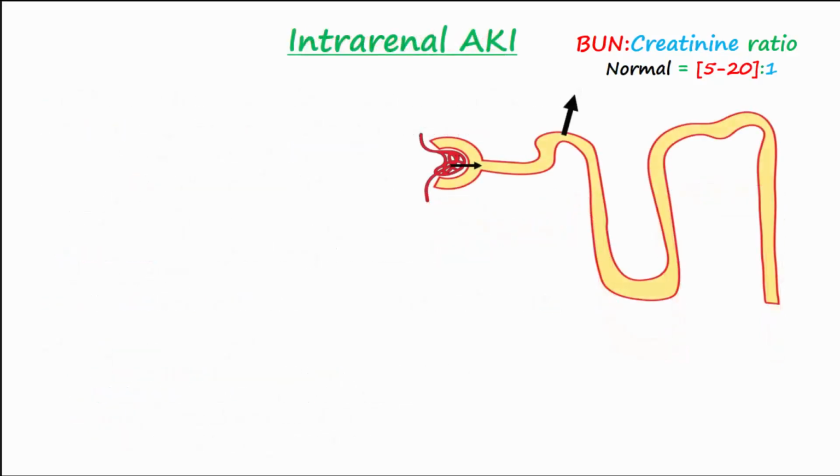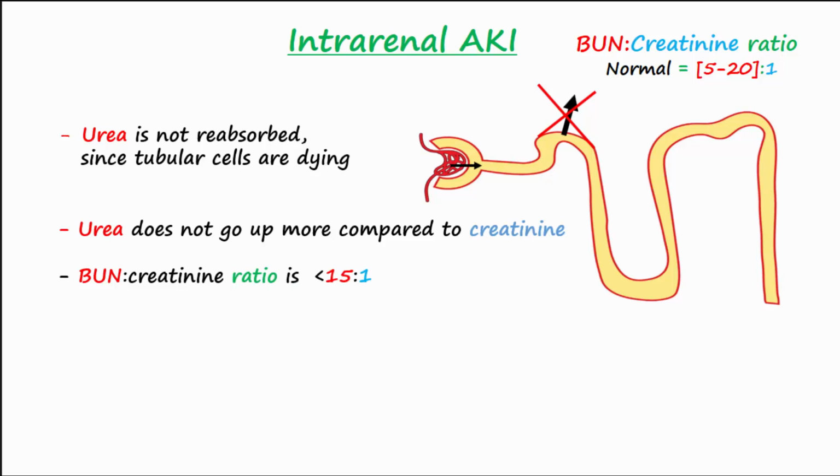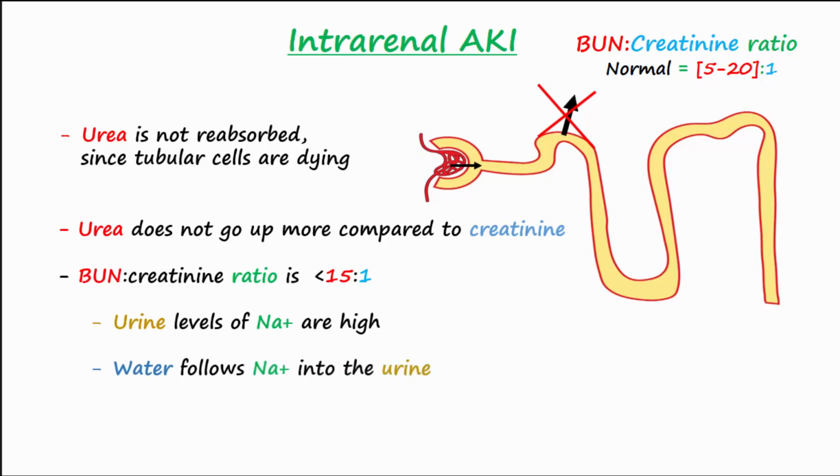With intrarenal, urea is not reabsorbed, since the tubular cells are dying and not functioning. Because of this, urea doesn't go up more compared to creatinine, as it did with prerenal. So the BUN to creatinine ratio is typically less than 15 to 1. Sodium levels are high in the urine because renal tubular cells are dysfunctional, so they can't reabsorb it. Water follows the sodium into the urine and tends to dilute the urine, so urine osmolarity is low in intrarenal AKI.